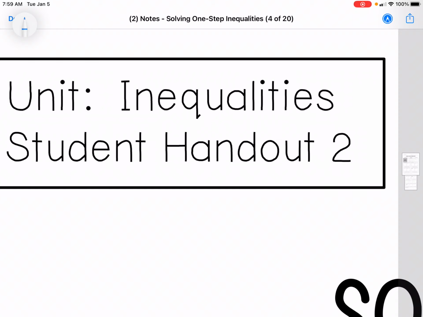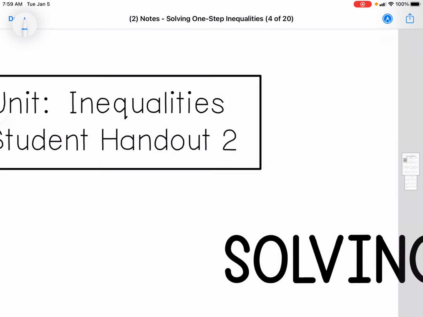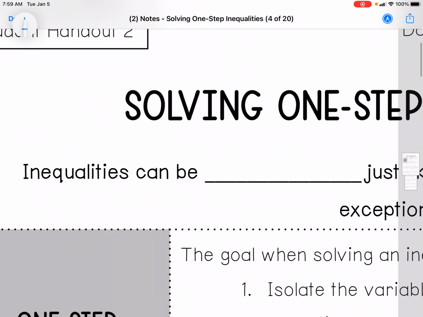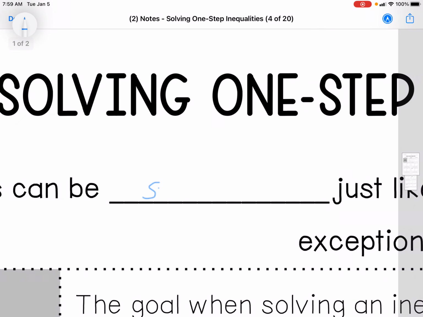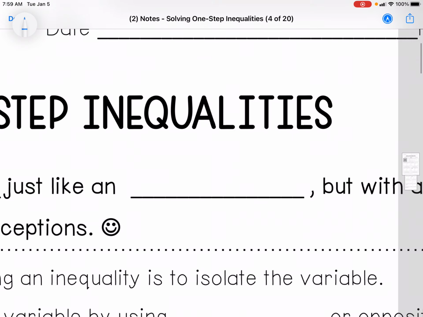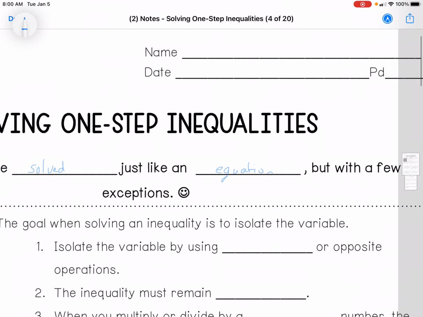This is Unit Inequalities, Student Handout 2, and it is solving one-step inequalities. All right. Inequalities can be solved just like an equation, but with a few exceptions. So they can be solved just like an equation, except with a few changes, okay?